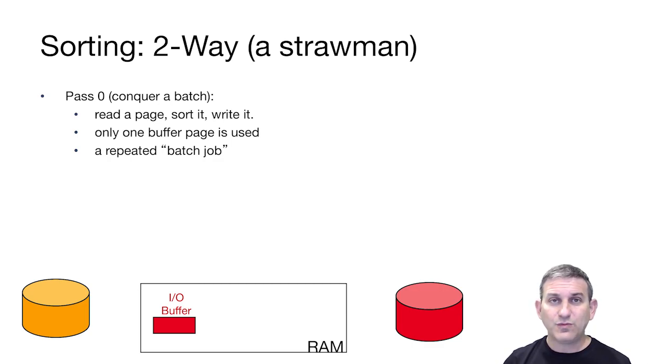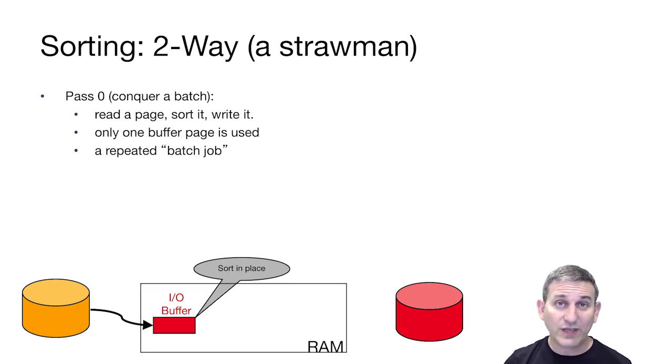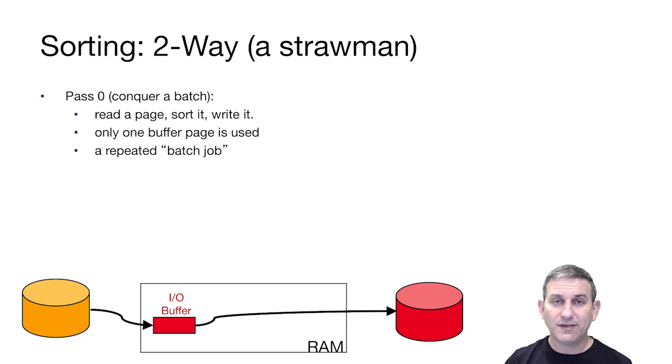And the way it works is this. In the first pass, which we'll call pass 0, we're going to conquer a batch of input tuples. So in terms of divide and conquer, we're dividing things into small batches and we're going to conquer them. So this little batch we're going to do is 1 page big. We're going to read it into an I/O buffer. We're going to sort it right there in memory using your favorite sorting algorithm, like Quicksort's a good choice. And then we're going to write that block to the disk. And so what we've done is we've conquered a block. We now have one sorted block on the disk.